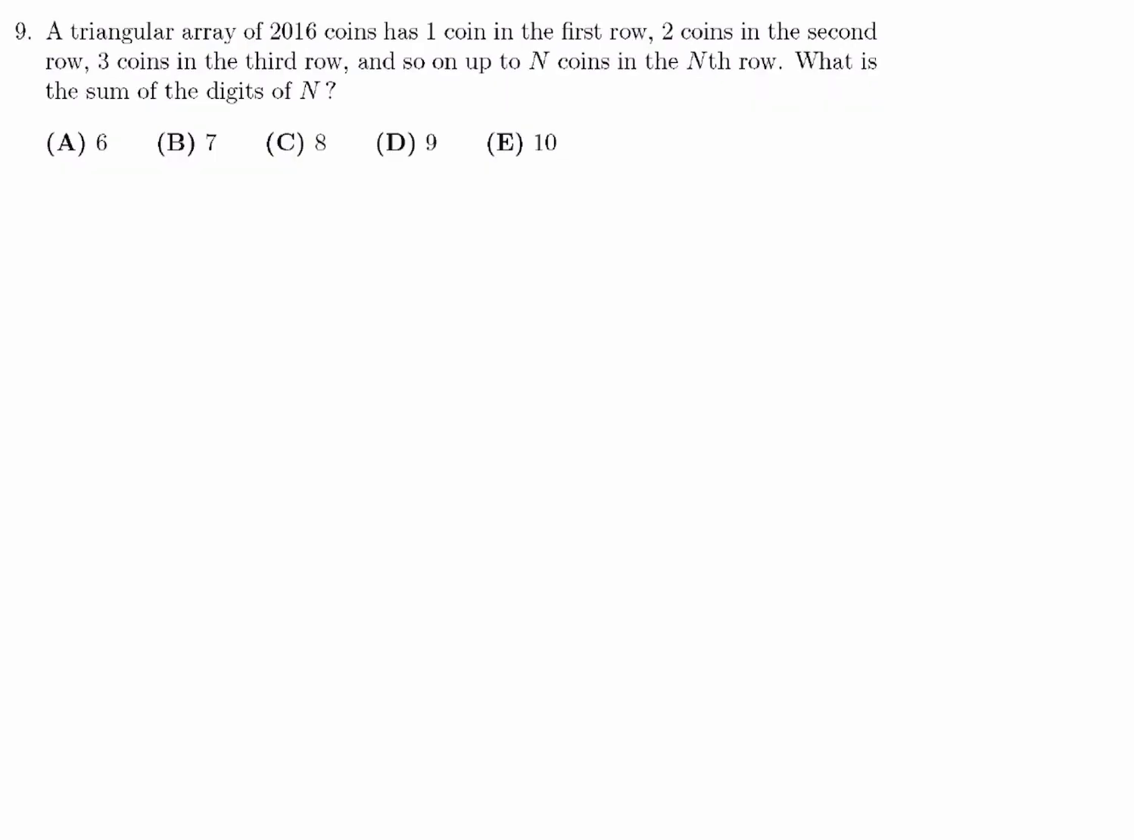A triangular array of 2016 coins has 1 coin in the first row, 2 coins in the second row, 3 coins in the third row, and so on, up to n coins in the nth row. What is the sum of the digits of n? So we got 1 coin, 2 coins, 3 coins, and so on, right? Dot, dot, dot, until we get to a whole bunch of coins. And we don't know that number, but we know it's equal to n. All right? And this whole thing is 2016.